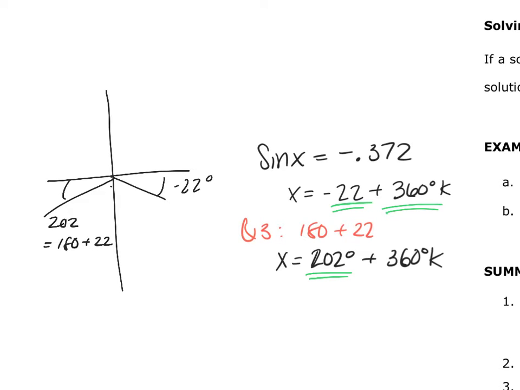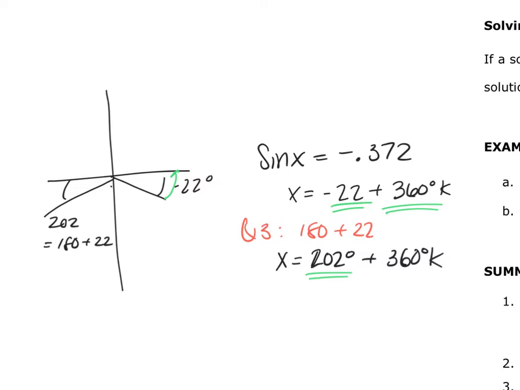So the reference angle is always the shortest distance from the terminal side to the x-axis. And it's a distance thing, so they're always positive. So if my angle is negative 22, my reference angle is 22. That's how far I need to come back distance-wise in rotation. What's the 202 doing for us?